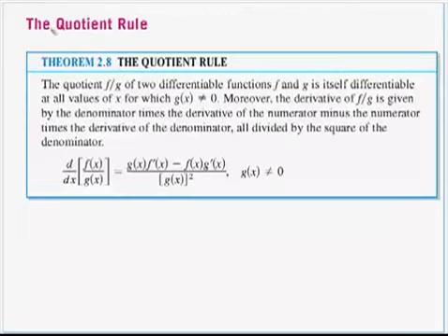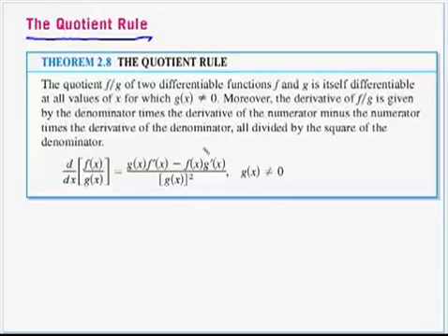Now the other rule, the major one we're going to talk about in this video, is the quotient rule. Theorem 2.8, the quotient rule. If the quotient f divided by g of two differentiable functions, f and g, is itself differentiable at all values of x for which the denominator, g of x, does not equal 0. Moreover, the derivative of the quotient f divided by g is given by the denominator times the derivative of the numerator minus the numerator times the derivative of the denominator, all divided by the square of the denominator.